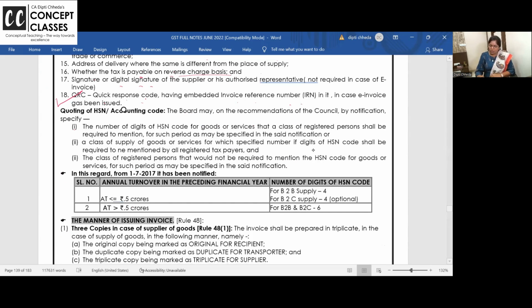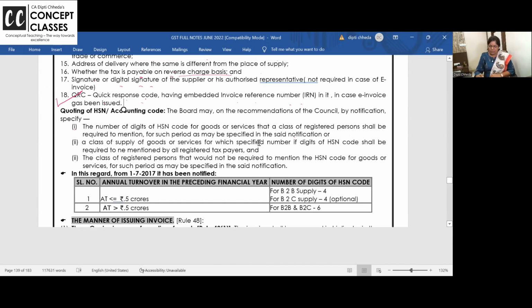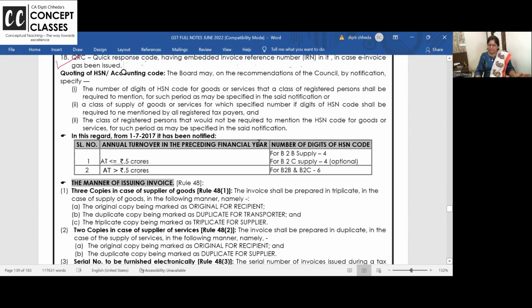Yeah, HSN codes are used. Registered person shall be required to mention it. It is necessary to mention the HSN code. Class of goods or services for which specified number of digits of HSN code shall be required is mentioned. HSN code is also required for the class of registered person. Some would not be required to mention HSN code. कुछ लोगों को जरूरी नहीं है, कुछ गुड्स को जरूरी नहीं है, कुछ सर्विसेज को जरूरी नहीं है.